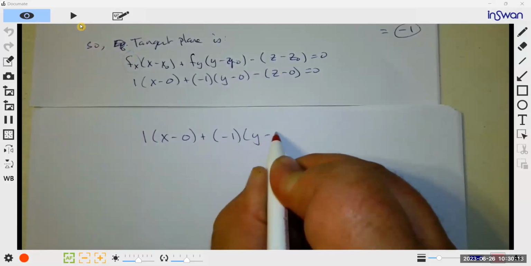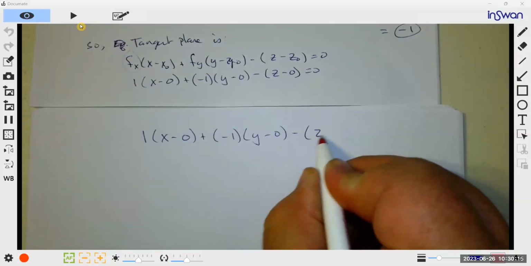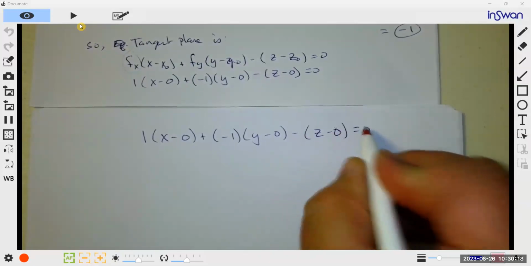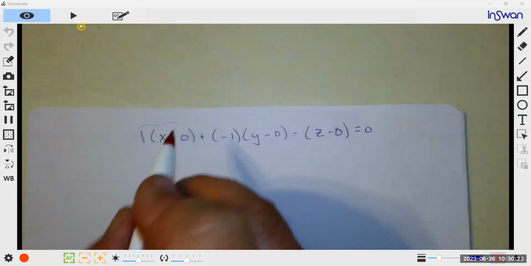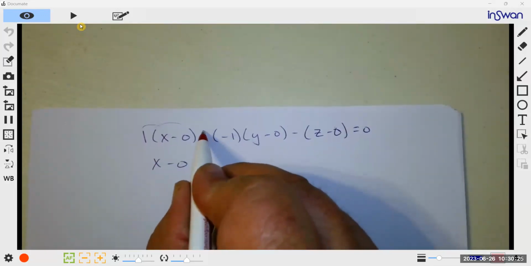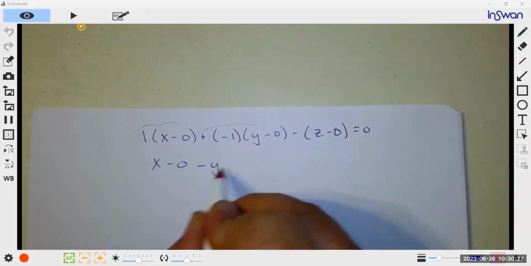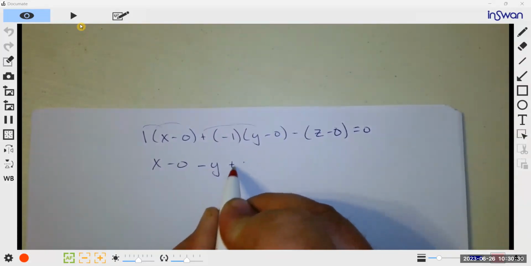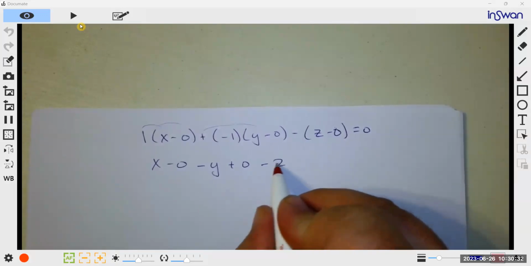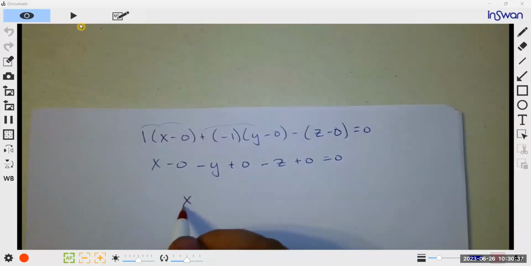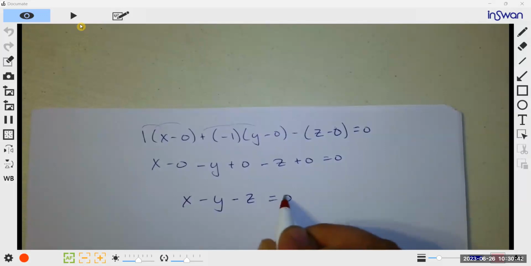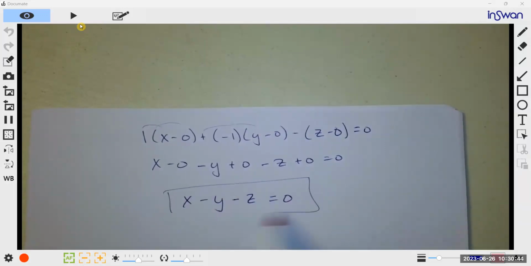Let me rewrite this so I'll get rid of the other page. Distribute. And you see, so we have x minus y minus z equals 0. And there's your solution.